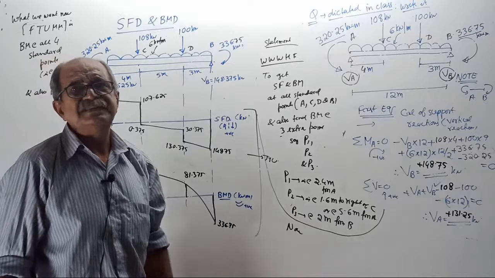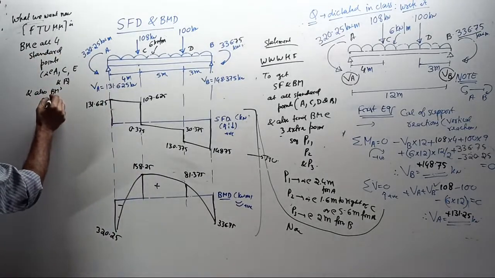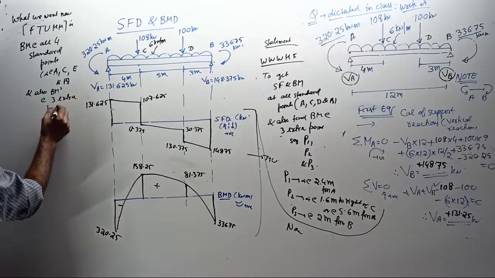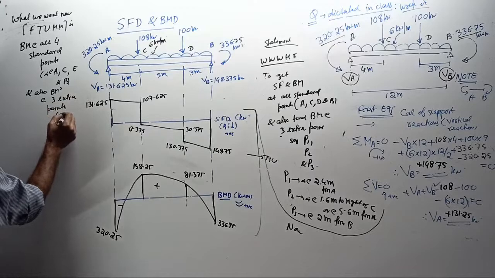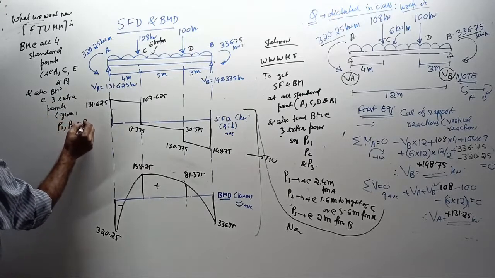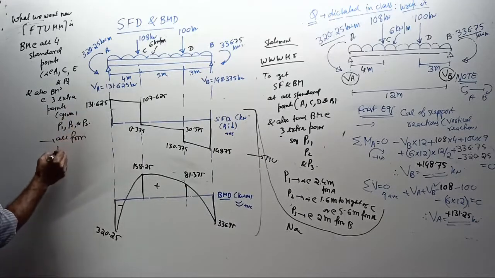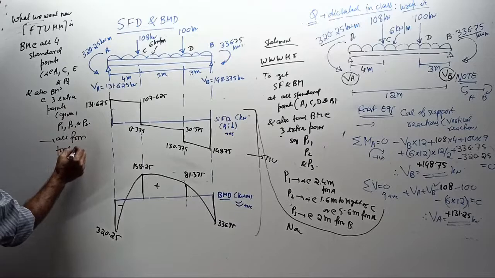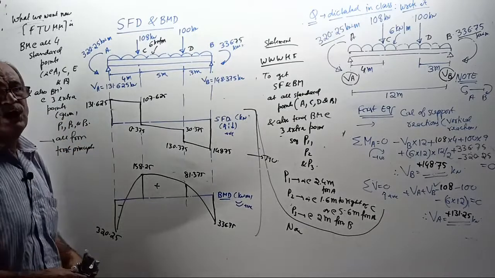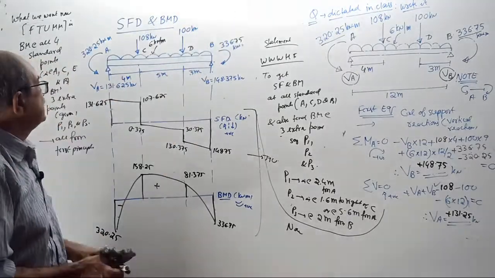Because our class is not SFD-BMD. And bending moments at those 3 extra points. Extra points means random points, that is the given points P1, P2 and P3. All from first principles. Means what? Not by equation. Then I will go to Macaulay's method. First principle.